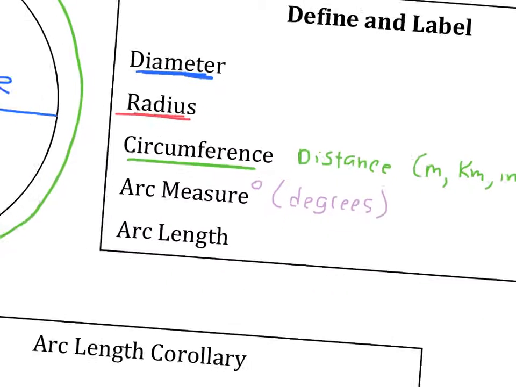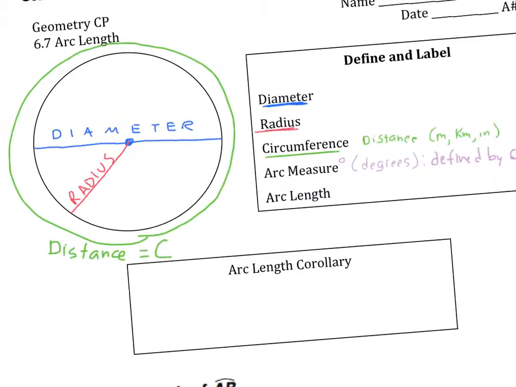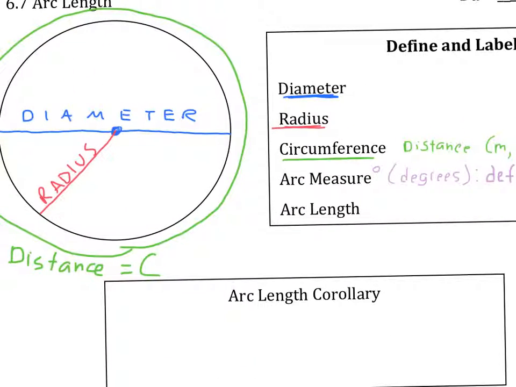Because an arc measure is defined by the central angle. So looking over here, if I have this particular arc measure here, whatever the angle is in the central angle, then the corresponding arc has the corresponding angle measure, 40 degrees, always degrees.